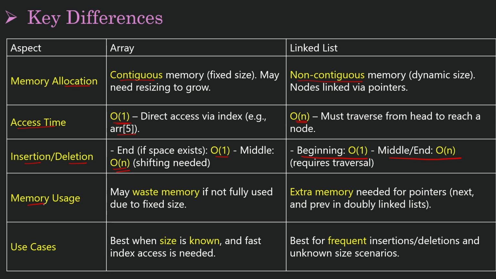Memory usage. Arrays: fixed size, may waste space if not fully used. Linked lists use extra memory for pointers, next, and previous in a doubly linked list. Use cases. Arrays are great when you need fast access by index or know the size in advance, for example, storing a fixed list of scores. Linked lists are ideal for frequent insertions/deletions or when size is unknown, for example, a playlist where songs are added/removed dynamically.